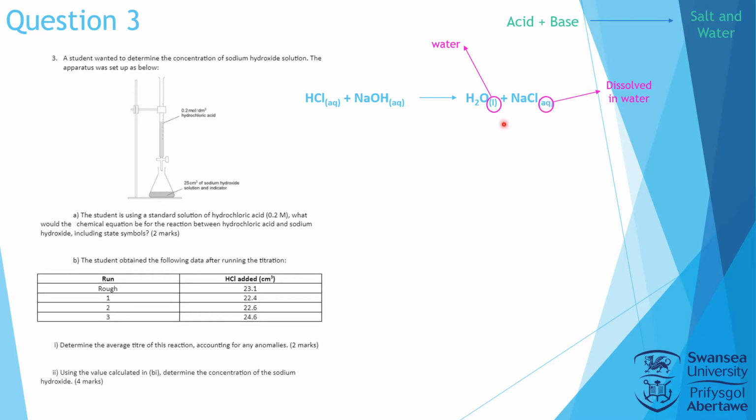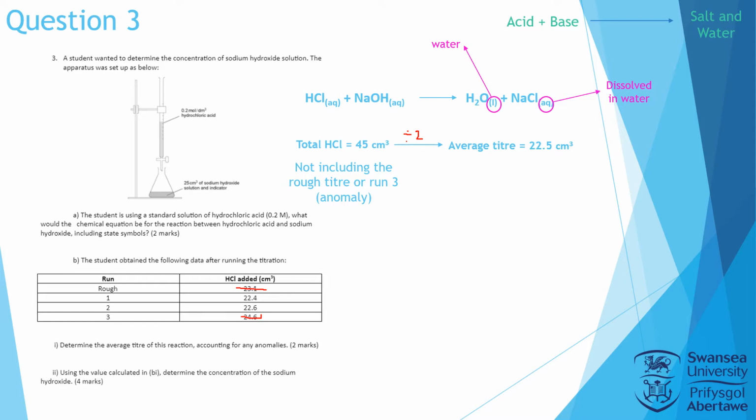The second part of the question is to determine the average titre of this reaction, accounting for any anomalies. So we've got our total HCl is 45, of these added up. This isn't including the rough one, because the rough one is a rough titration, and this one here is too far away. Adding these two up together, we get 45. So our average titre is going to be over 2. Divided by 2, we've got 22.5.